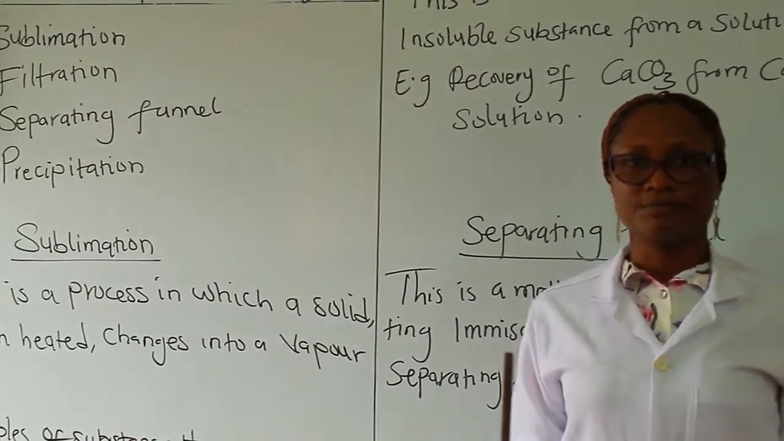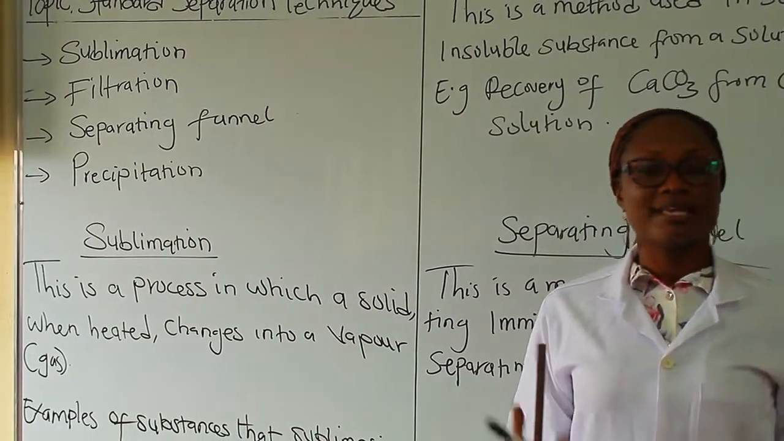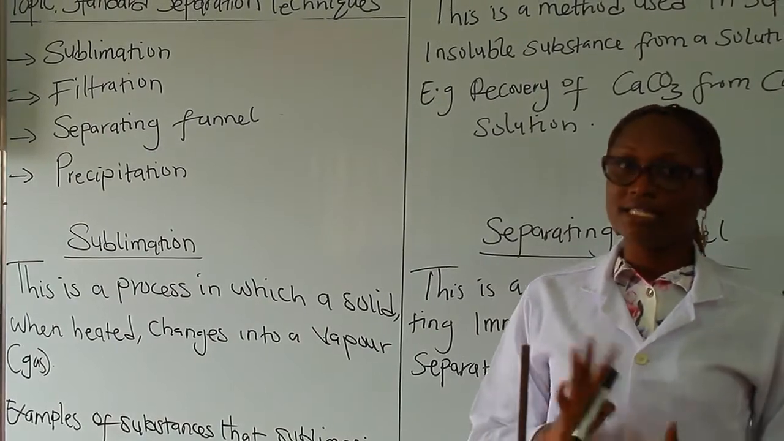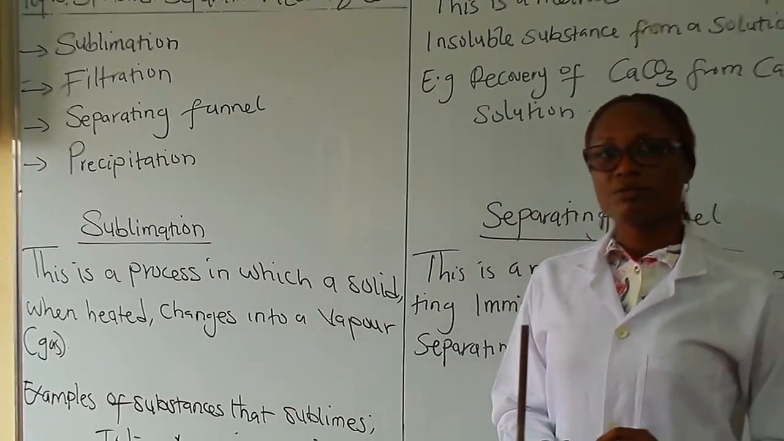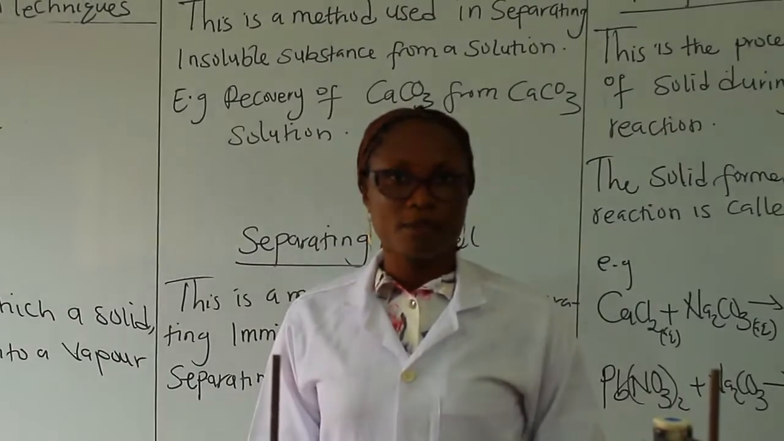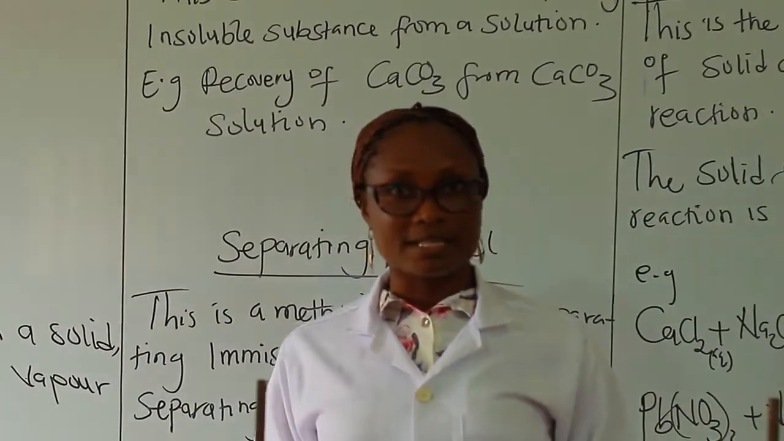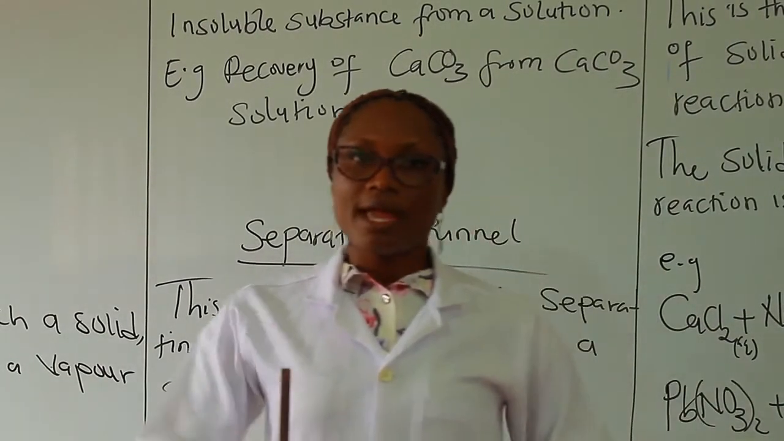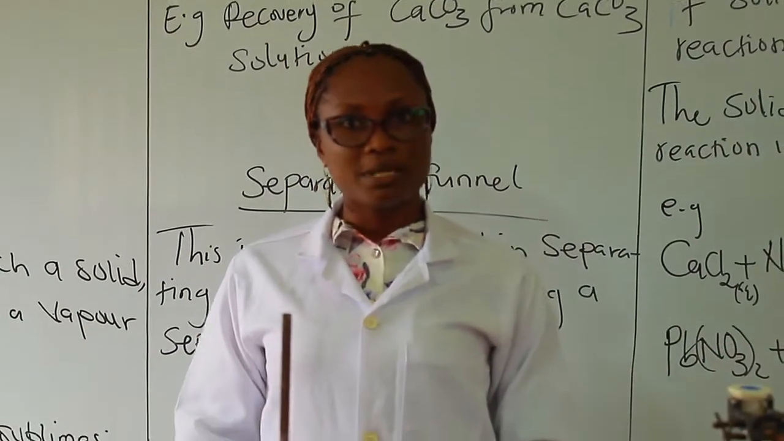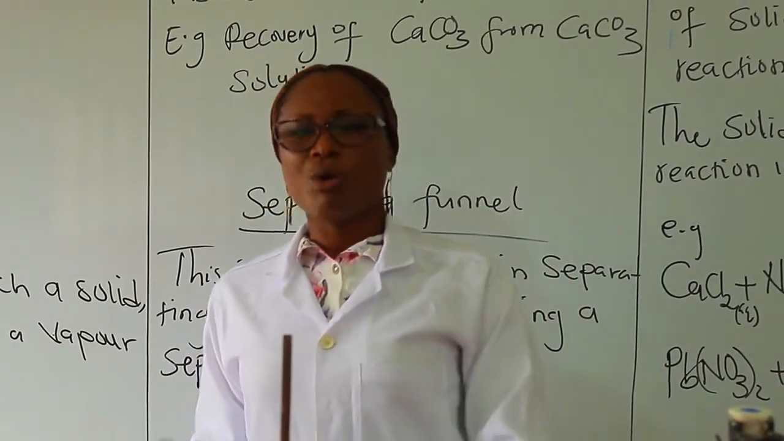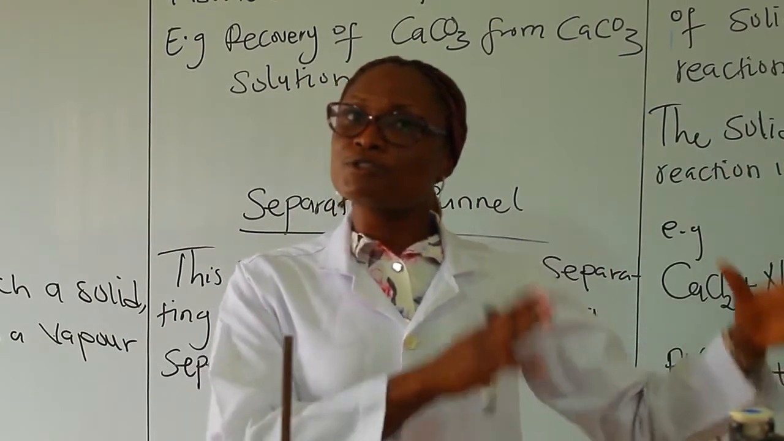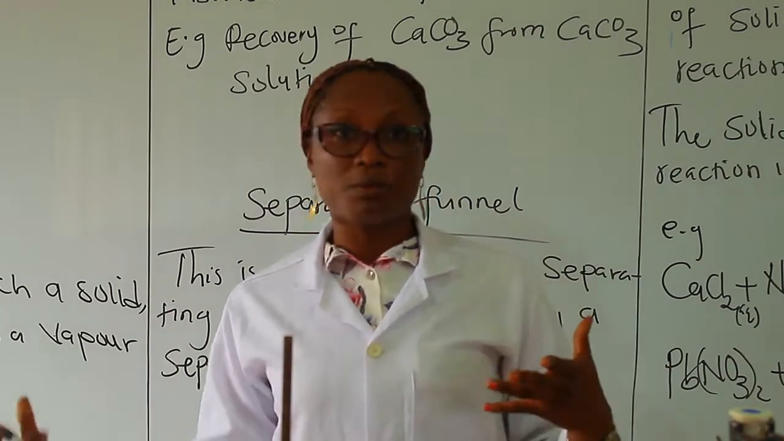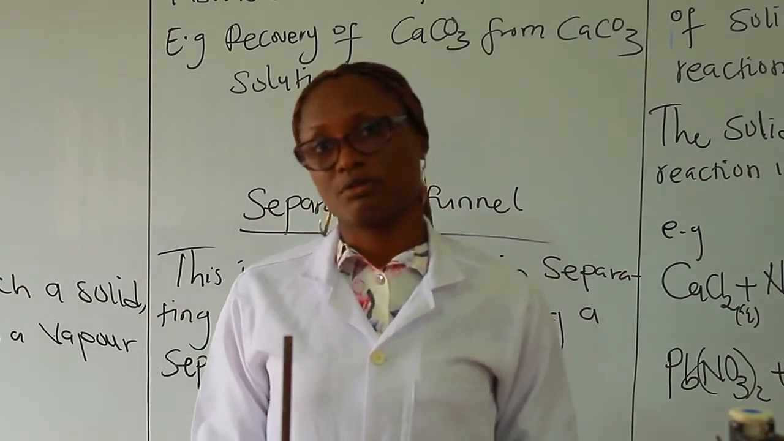So what is sublimation? This is a process in which a solid, when heated, changes to a gas. Now let me remind you that there are 3 states of matter: the solid state, the liquid state, and the gaseous state. Normally in transformation, it moves from solid to liquid and then from liquid to gas. But in sublimation, it moves from solid directly to a gas. That's the difference between sublimation and any other process of transformation of matter.